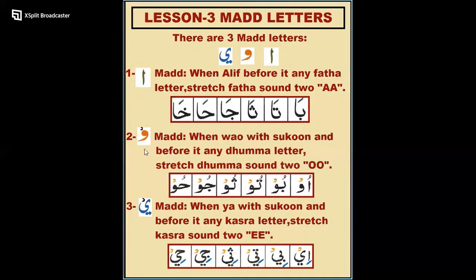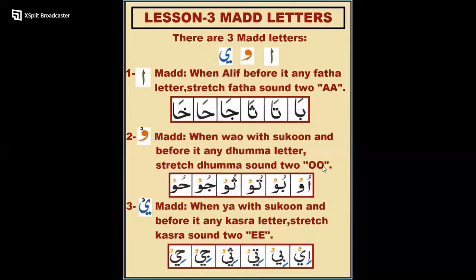Now have a look at number two, which is waw mad. When waw has sakoon and before it any dhamma letter, stretch the dhamma sound to oo. Always remember one dhamma letter only makes sound oo. If any letter has pesh, it makes sound oo, like hamza dhamma oo, ba dhamma bu, ta dhamma tu. So we never stretch it.